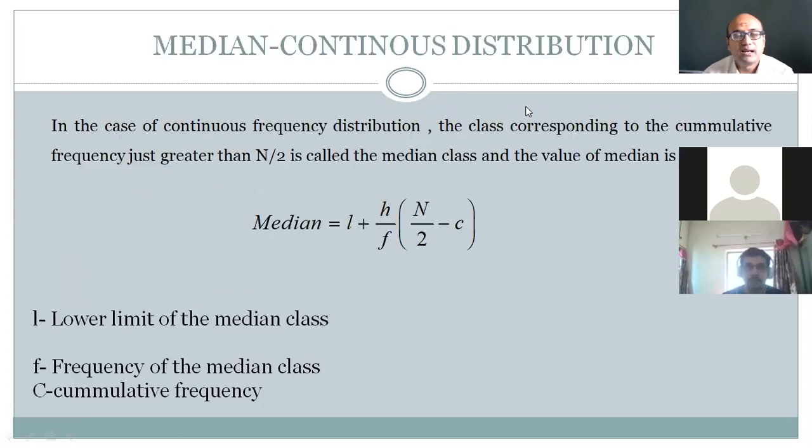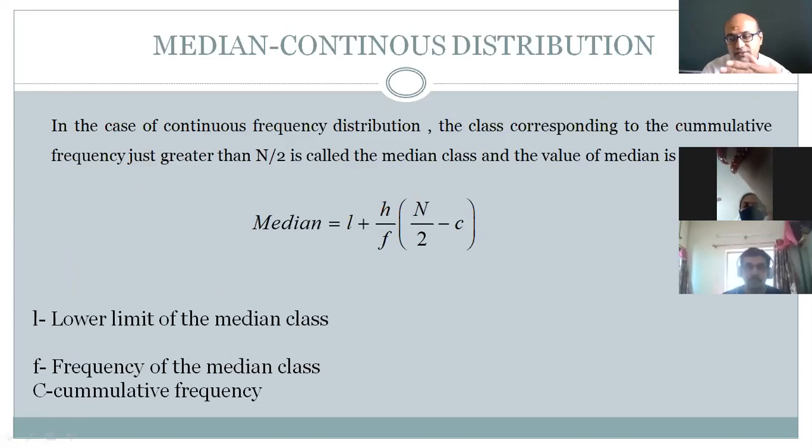That is for raw data. If I go for a continuous frequency distribution, the median formula will be L plus h by f times (N by 2 minus C). Here, L represents the lower limit of the median class and h represents the height, the class width. f represents the frequency, N is the total number of data, so N by 2, and C is the cumulative frequency.